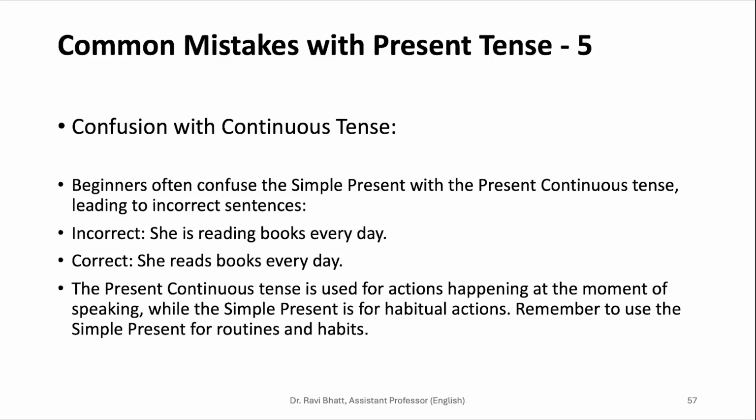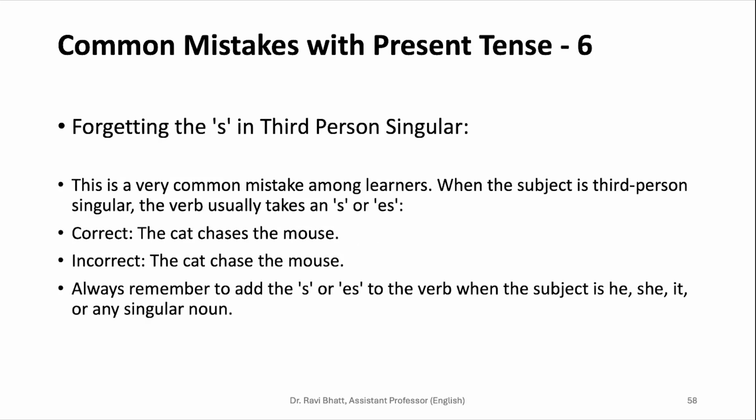Now, moving on, forgetting the S in the third person singular. That is something extremely important for all of you to remember, and this will come with a bit of practice, with a bit of observant reading. This is a very common mistake among learners. When the subject is third person singular, the verb usually takes an S or ES.